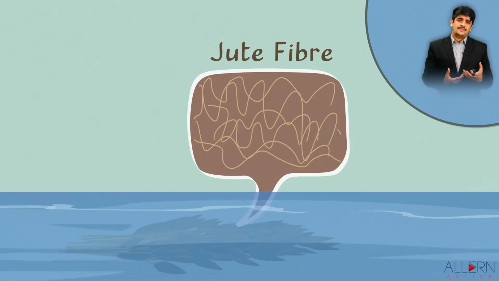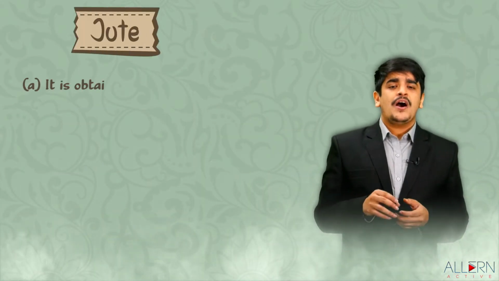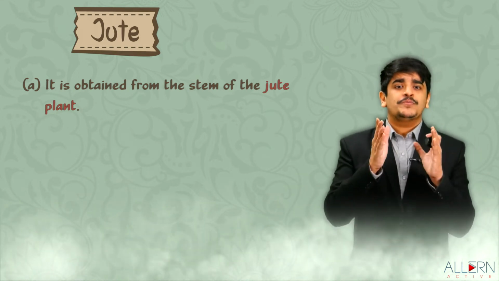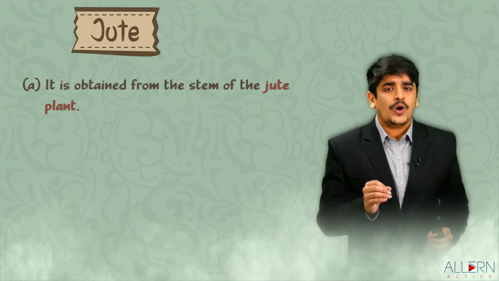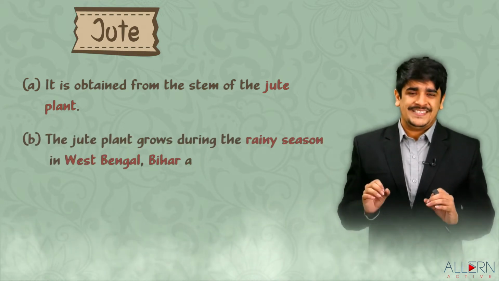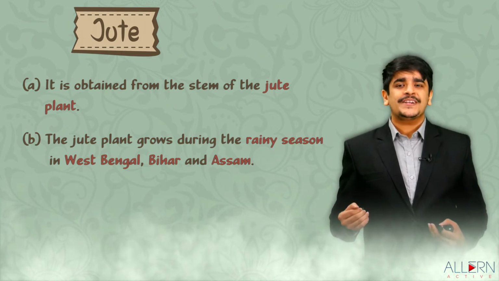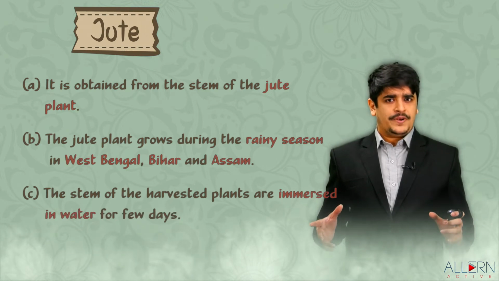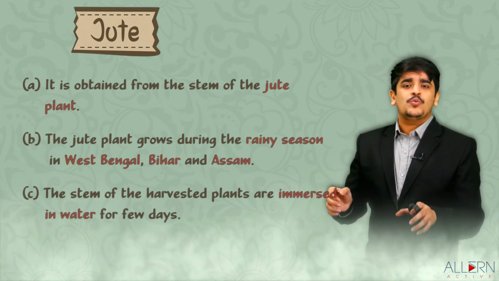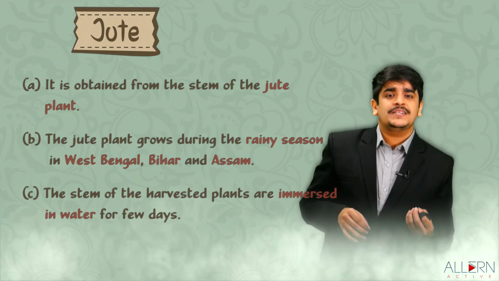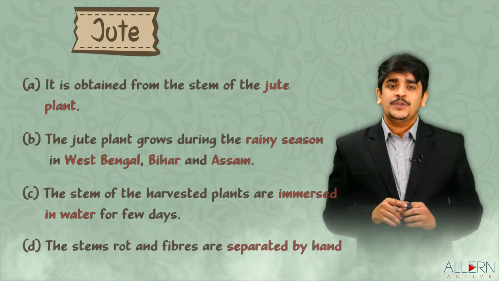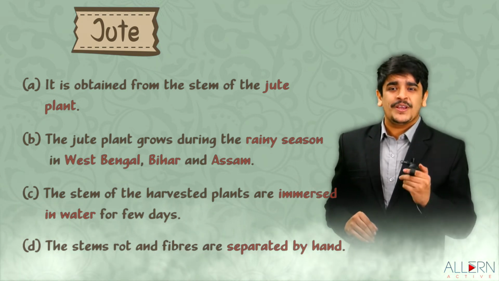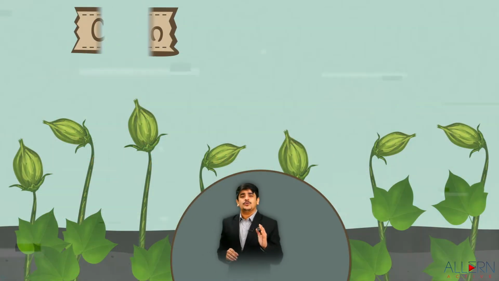So what kind of information have we got from here? Number one, where are we obtaining jute from? We are obtaining jute fibers from the stem, from the bark of a jute plant. What kind of climate will be required? The rainy season will be required. What kind of states are best at it? West Bengal, Bihar and Assam. The stem of the jute plant, once it has completely grown, we take it away, dunk it into water, immerse it into water, and that particular stem is going to rot. That is going to give me jute fibers, and the jute fibers are separated by hand and the stem is taken away. So over here, next we are going to talk about cotton.